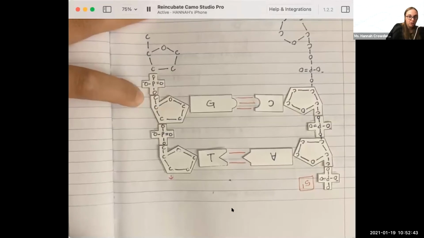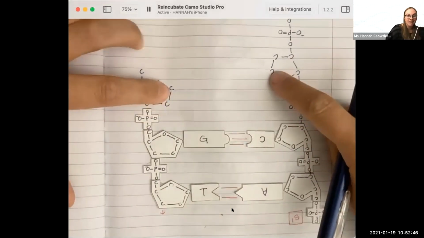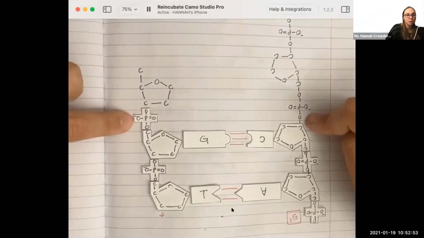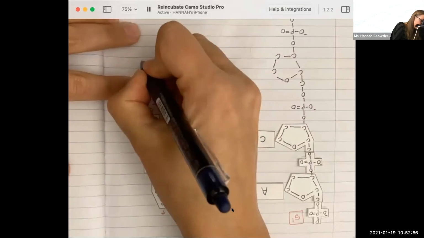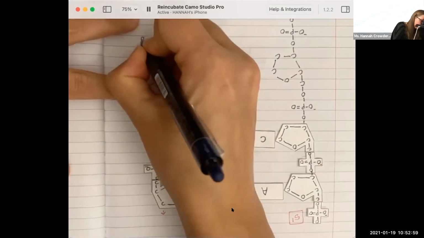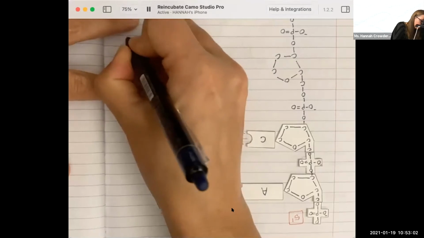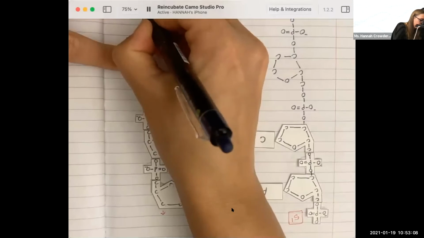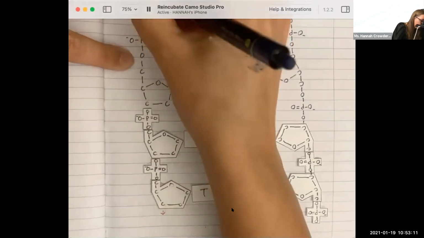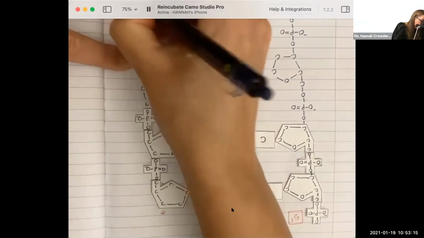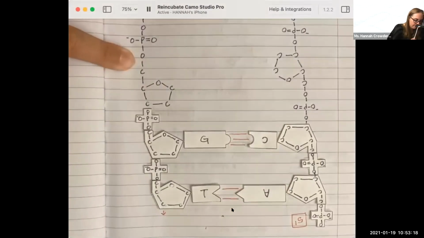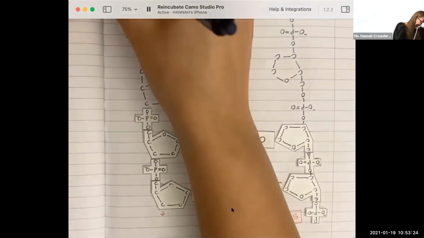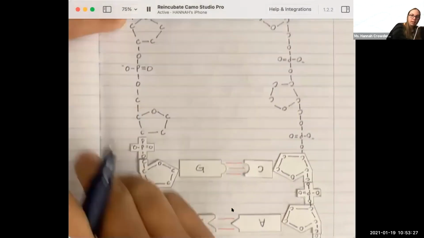And this is where my drawing starts to get a little bit bad. These should line up, and they do not line up because I drew this phosphate really big and this phosphate's really small. So just be aware of that. And then I'm going to draw another phosphate. And that phosphate's going to be connected to another sugar, which is going to be connected to another phosphate. And you can't see that.